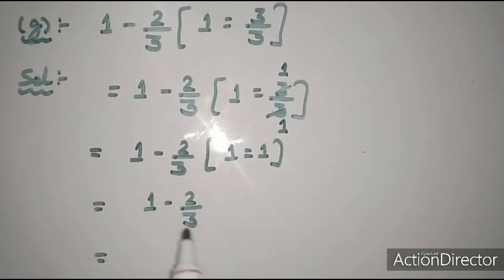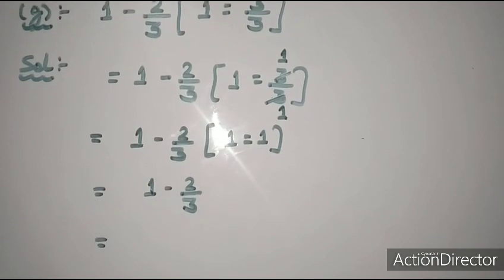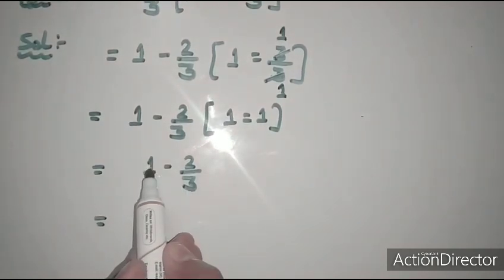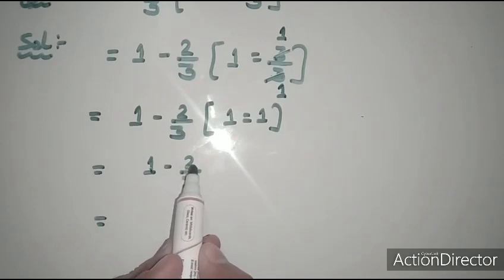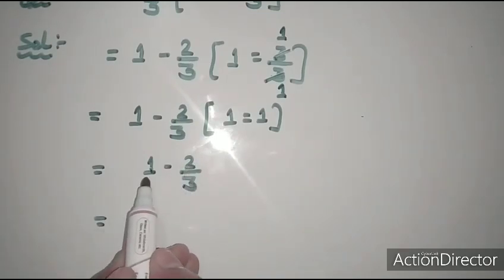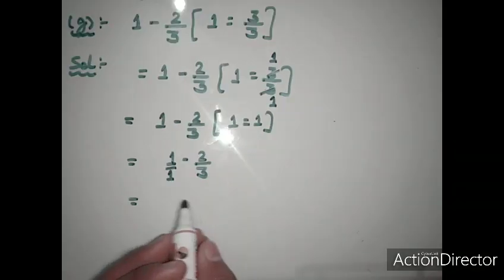And here we use the short method of subtraction in whole numbers and fraction numbers. So 3 ones are 3, 3 minus 2 is 1, so 1 upon 3. Now here we use another method also, when we take 1 as a denominator.